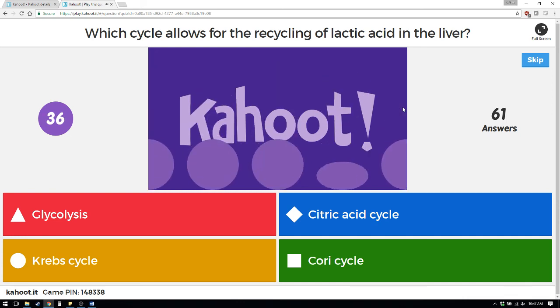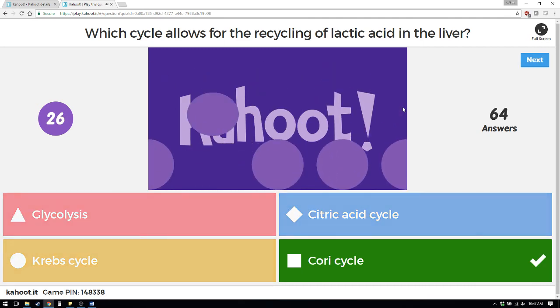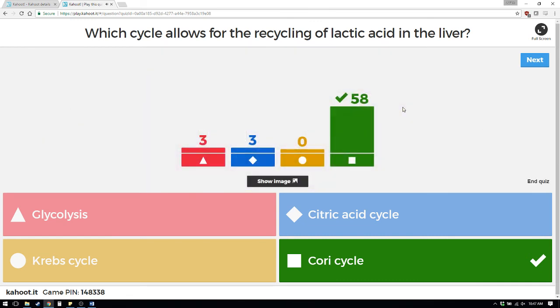An alternative name would be the Feldman cycle. Bad joke. It'd be the Cori cycle, right?